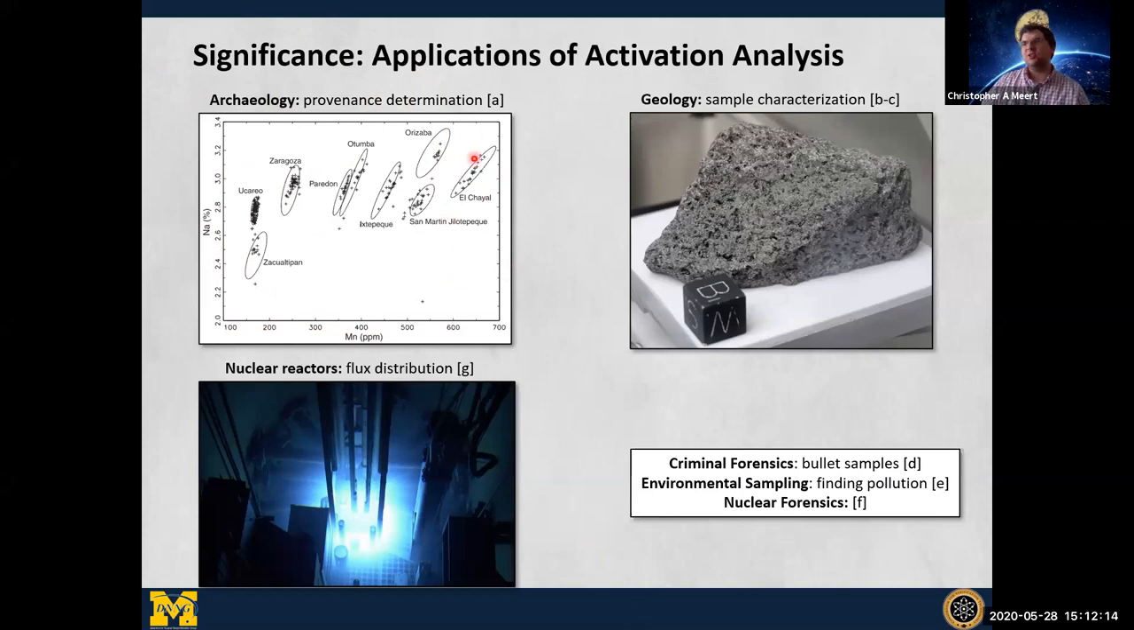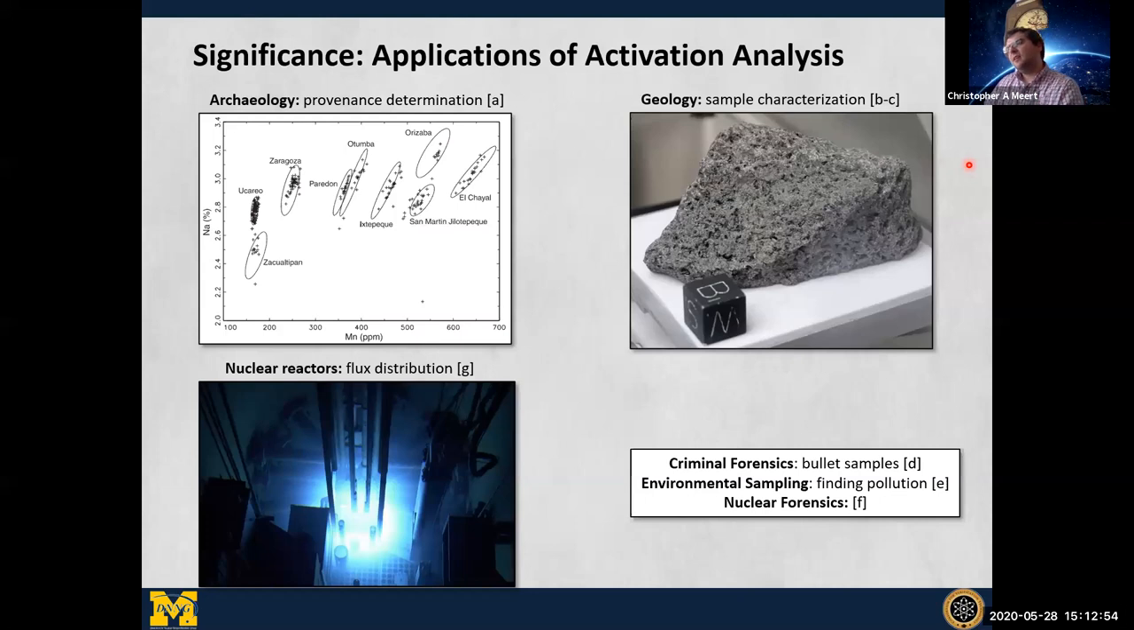So you know that each one of these ellipses is pottery from a specific area. In this way, if you characterize enough samples and then someone gives you an unknown piece of pottery from maybe some sort of culture, you can analyze your unknown sample with activation analysis, find out its manganese and sodium composition, put it on this plot, and have a good idea of where it came from. The same sort of process can be used in geology.